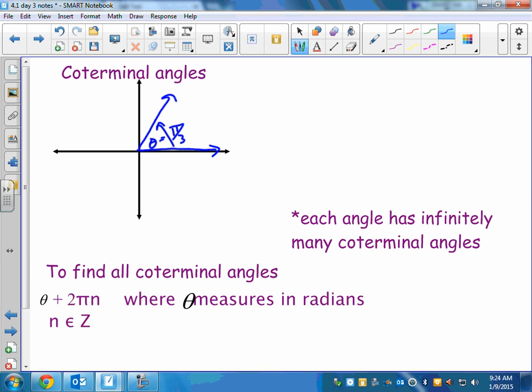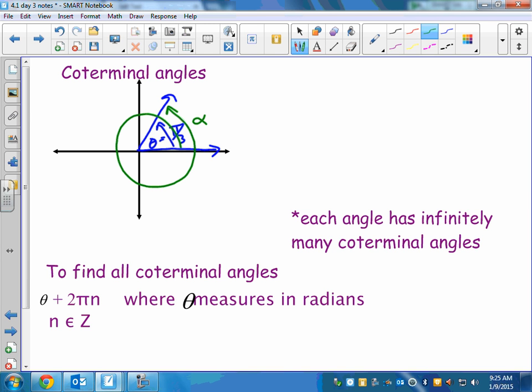And not only are coterminal angles the same rays, positive and negative, but another definition of a coterminal angle is you can go bigger than once around the circle. So I could go all the way around this circle and back up again, and I could call that alpha. And why would I want to do this?